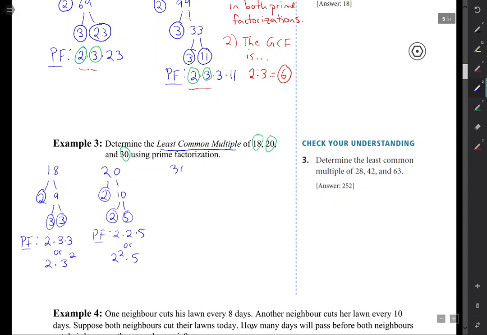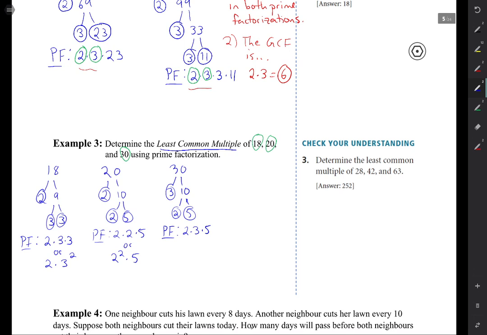And finally, we got 30. We'll do 3 times 10, and then break that 10 up into 2 times 5. So let's put these in order from least to greatest: 2 times 3 times 5. And there's nothing we could combine there. So we're all done.